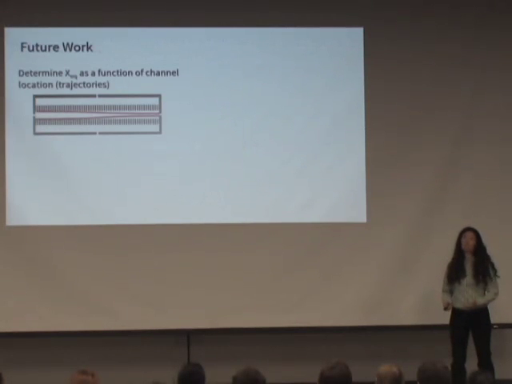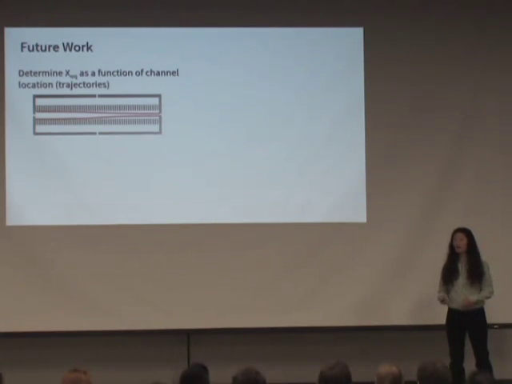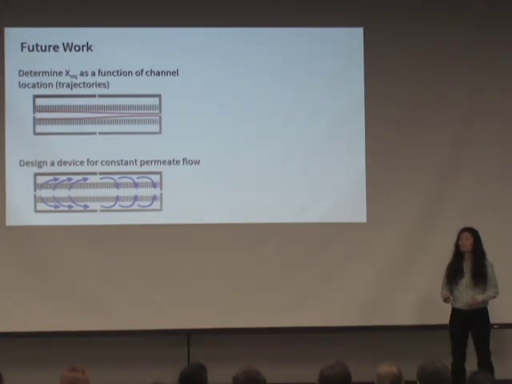Additionally, we would like to explore how this x equilibrium changes as a function of channel length or channel location. And we think this happens because of something called permeate recirculation, which is when fluid enters the permeate channel, and then recirculates back into the main channel, increasing the velocity at the end. This was an unexpected addition to our chip, so we would like to figure out a device where there is actually a constant permeate flow and see how the interactions between particles and the flow happen when that is constant.